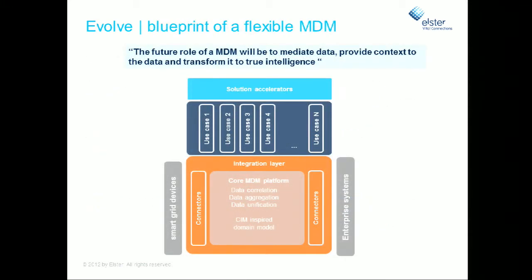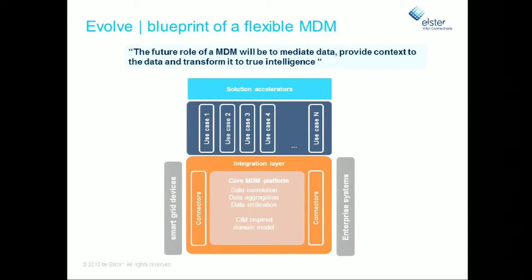So, bringing this all together: how do we see architecture and the blueprint of a flexible meter data management system? First of all, a strong platform foundation with scalability, scaling upwards as well as scaling outwards horizontally. Support of a standardized information model like CIM, supporting a data unification layer, whether this is pure meter data or grid-related data, proper version management that I've just mentioned, but also data correlation and data aggregation capabilities.